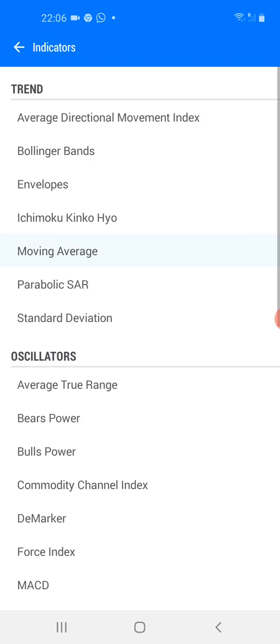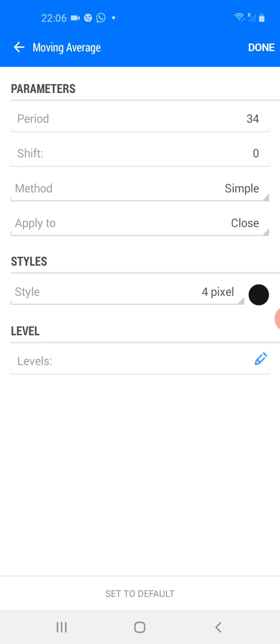First, the first moving average to be added is 34. You set the period to 34, the method to simple, and of course I used to like a big. I set the first color to black, and of course the thickness to 4.